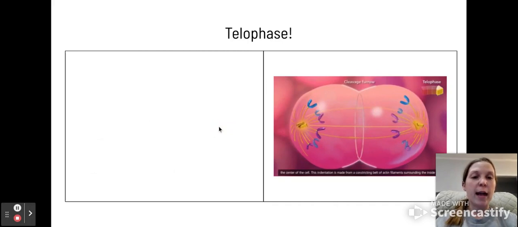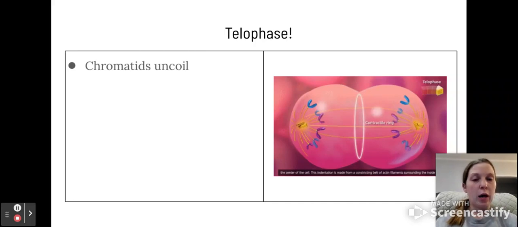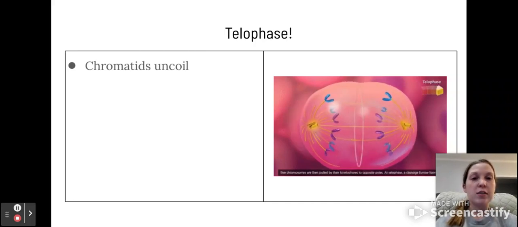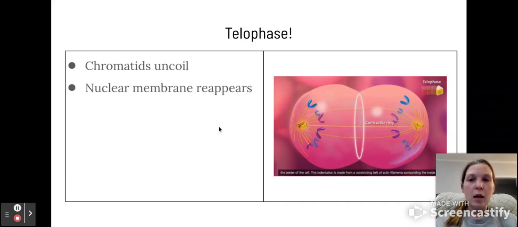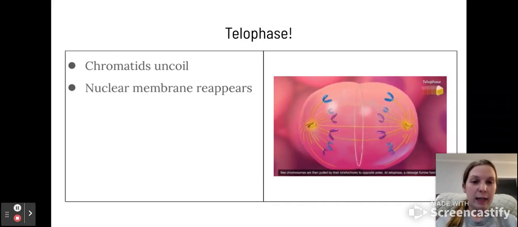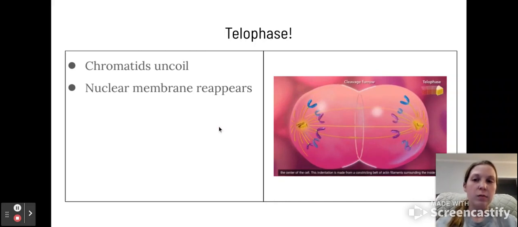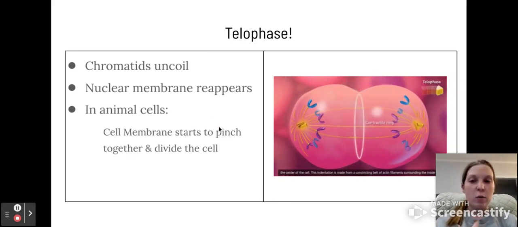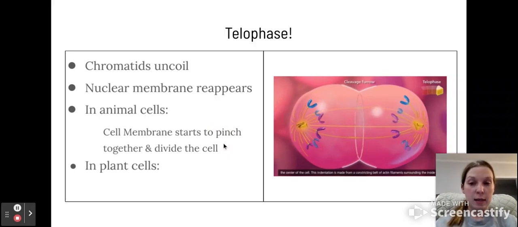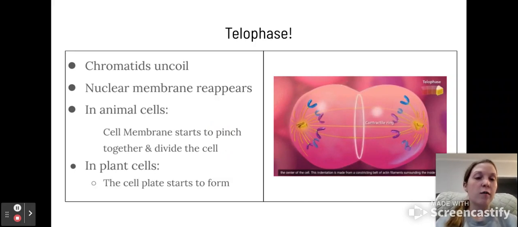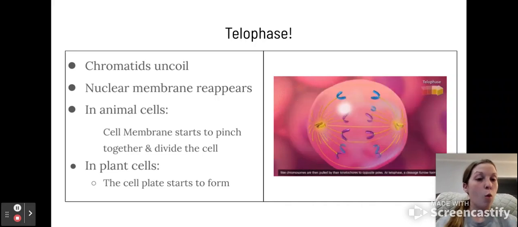And then in telophase is where we actually start to see the cells almost form back into two separate cells. They don't separate completely yet, but you do see them start to. So the chromatids will uncoil. The nuclear membrane will start to reappear in each half of this giant cell. And then in the animal cells, so what our body goes through, the cell membrane will start to pinch together and divide the cell right in the middle. And in plant cells, the cell plate starts to form between the two, giving each one a cell wall.